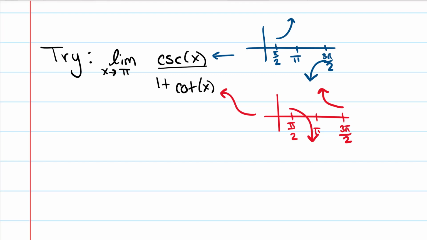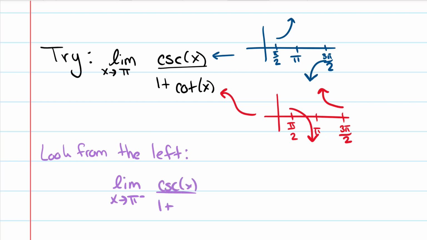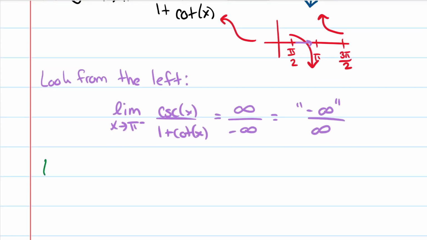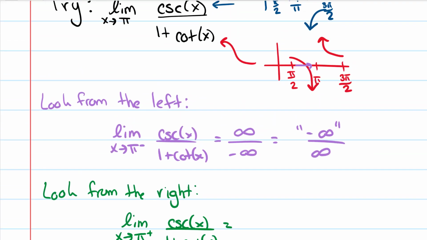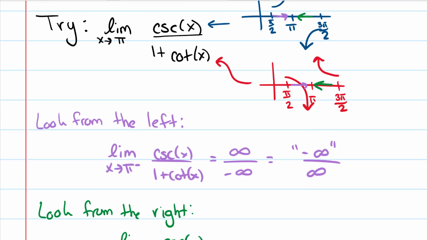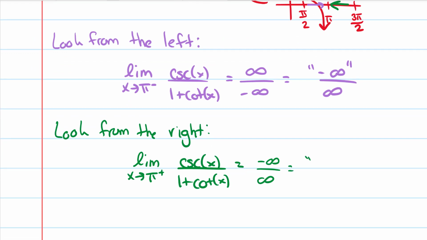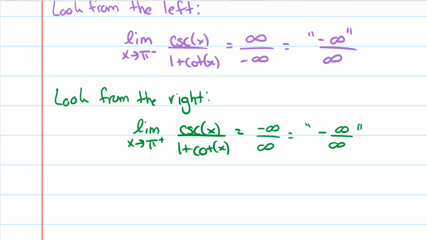So now that I have that, let's start with the left. The limit as x approaches pi from the left of cosecant of x divided by 1 plus cotangent of x is going to be infinity in the numerator, and from the left, negative infinity in the denominator. So we get negative infinity over infinity. And now when we look from the right, this is the limit as x approaches pi from the right of cosecant of x divided by 1 plus cotangent of x, and from the right we see that we're going towards negative infinity there and infinity there. So this is again infinity over infinity. So that's indeterminate form.